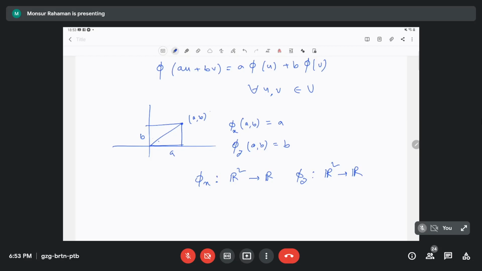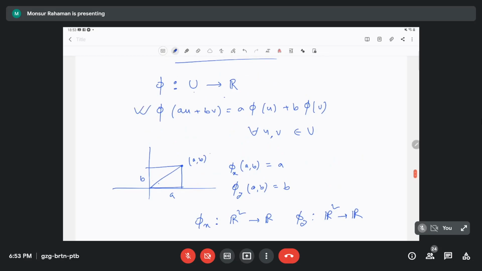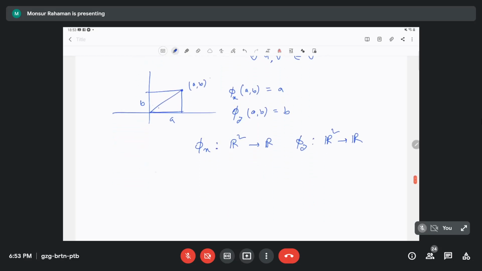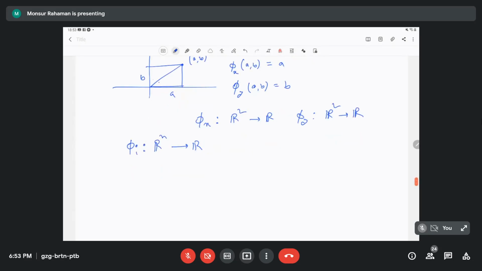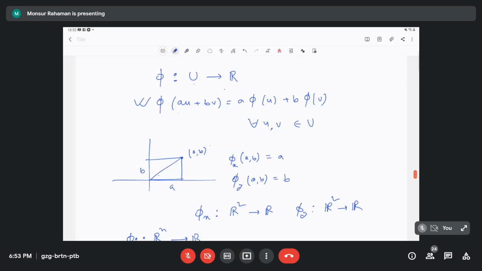They follow this condition. In general, phi i will be a linear functional. The definition is: on R^n, it sends (x1, x2, ..., xn) to the ith coordinate xi. So this is a linear transformation. Why is it a linear transformation? Let's check this condition.